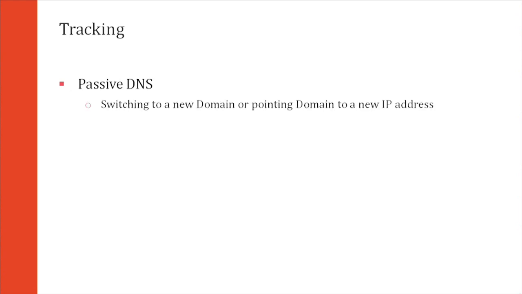Okay, how can you do that? We talk about passive DNS. They can switch to a new domain or point a domain to a new IP address, and by querying the passive DNS database, you can know those changes. Right away you can see, okay, now it is pointing to a new domain, or the same domain is pointing to a new IP address.